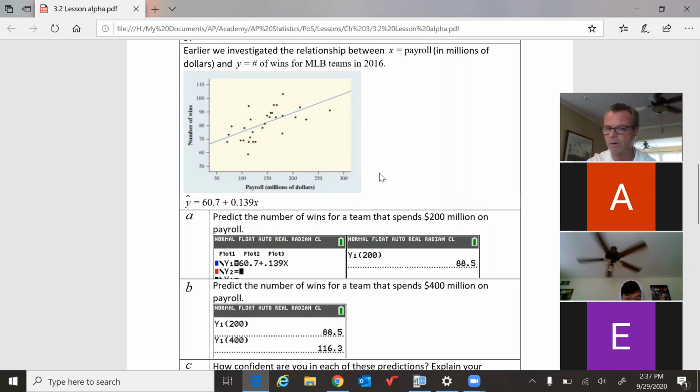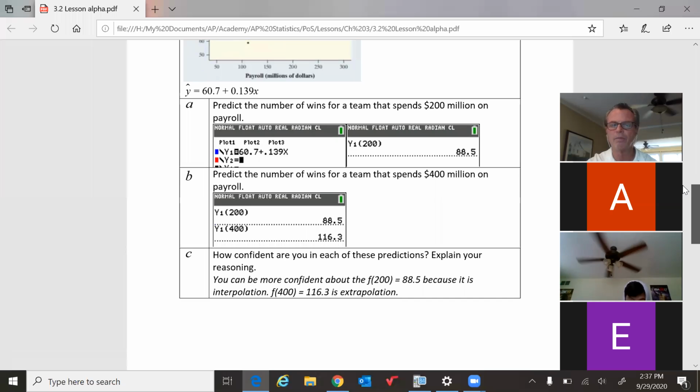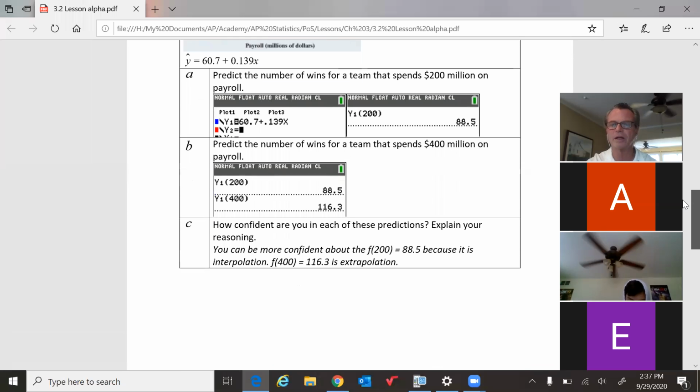400's out here. Because the most money spent looks like 275 million. Ready? This is 2016. This wasn't the Phillies, but the Phillies are down here somewhere. 275 million. So 400 million's over here. It's extrapolation. So you could be way more confident about this number, 88.5 wins, than the 116 wins by doubling the salary. Okay?